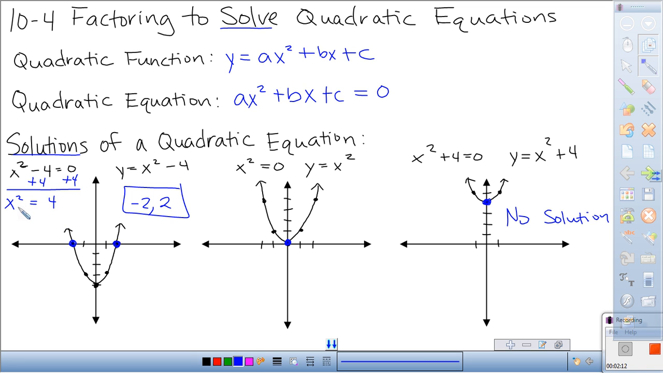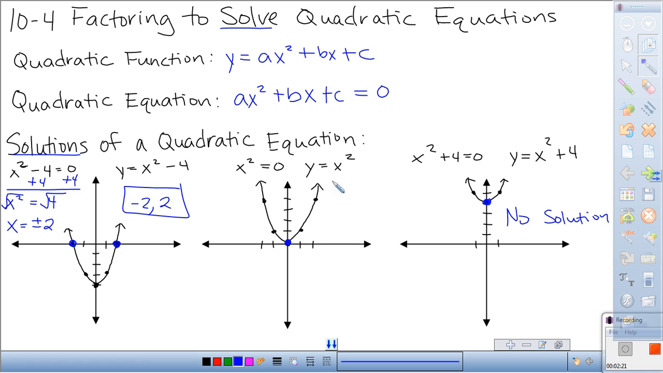And then how do you get x alone? Well, the opposite of squaring something is to square root it. So just take the square root of both sides. So x equals plus or minus 2. And the reason it's plus or minus is because the square root of 4 is 2, but it could be +2 or -2, because 2 squared is 4, and -2 squared is also 4. That's how you get the two solutions of -2 and 2.